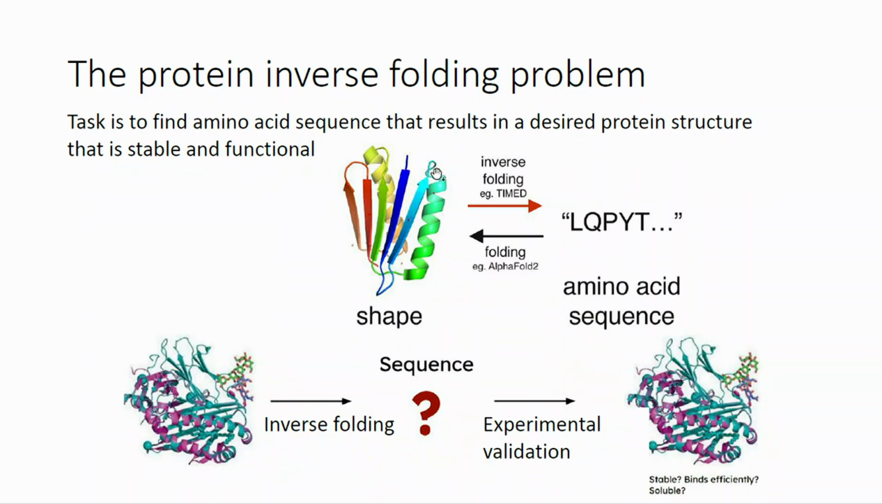Although sometimes you can have multiple sequences that map to similar structures, they do not have similar stability and functionality. That's why in nature you don't observe all possible sequences, even though they could lead to very similar structures.